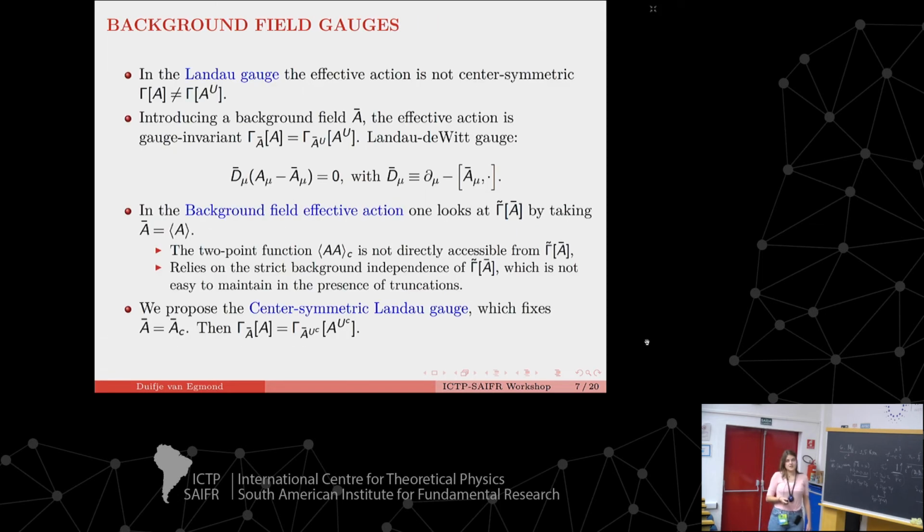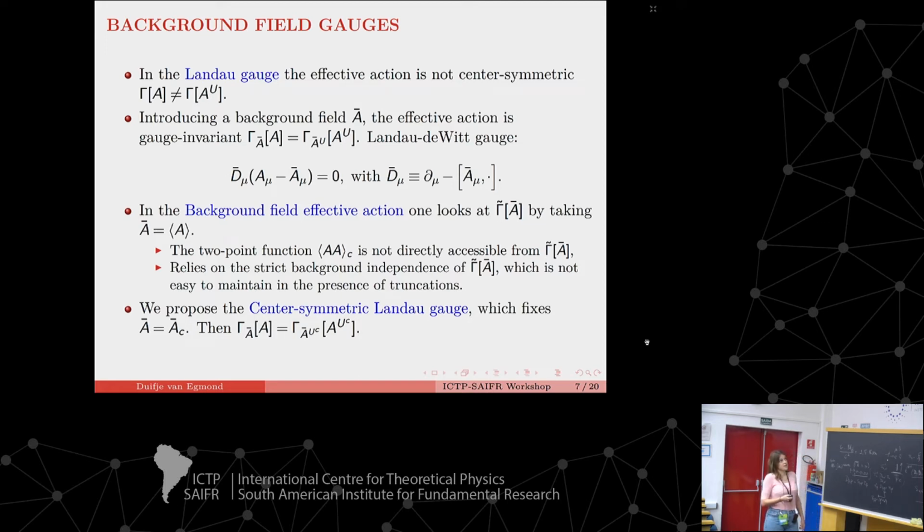Now, the main point that we want to defend in our work is that a priori there's no strong reason to believe that the Landau gauge reflects unambiguously this center symmetry. And the reason is that in the Landau gauge, the effective action itself is not center symmetric, because it's not gauge invariant after gauge fixing.